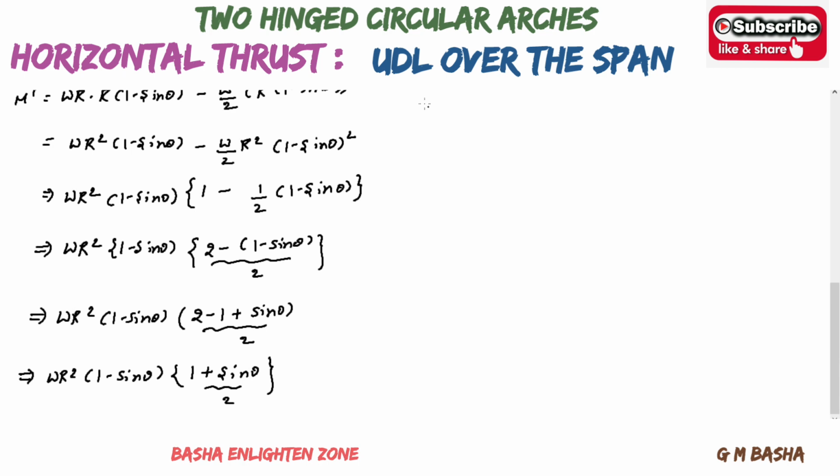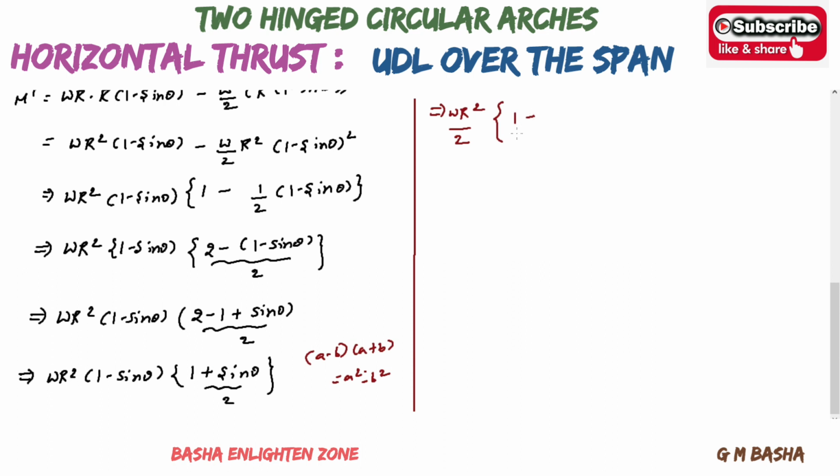So I will simplify it myself. That is W r square, I will take this 2 outside, that one will be equal to (1 minus sin theta)(1 plus sin theta). This is the form of (a minus b) into (a plus b), that will be equal to a square minus b square. What is a here? 1. That is 1 square, means 1 only, minus b square, which is sin square theta.